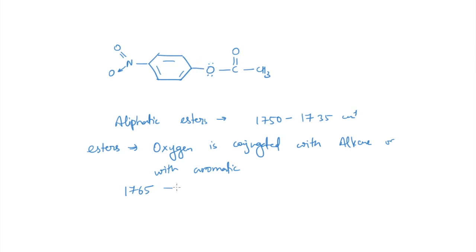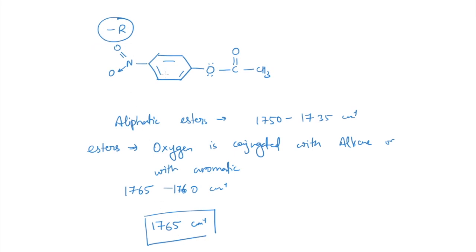So the range goes like 1765 to 1760 centimeter inverse. That is the range. But here you can see that you have a nitro group as well. Now this particular nitro group has a particular effect on this whole molecule, and that effect is the minus R effect of this nitro group. So because of this, the frequency for your para-nitrophenyl acetate goes around 1765 centimeter inverse, because of the minus R effect.